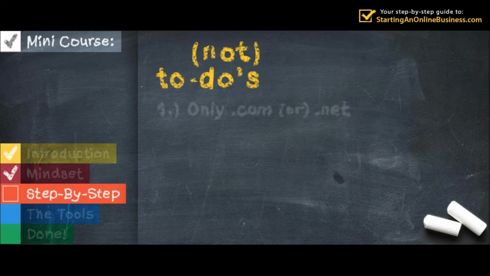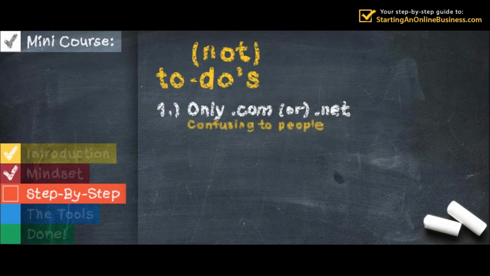Number 1, do not use any .dot extension aside from .com or .net. This is for 2 reasons. First, simply put, strange extensions confuse people. Your customers and readers prefer normal extensions. Second, Google has always preferred these as well, so avoid other extensions and you will get better rankings.